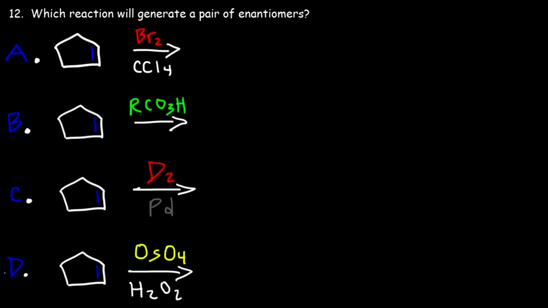Number 12. Which reaction will generate a pair of enantiomers? What do you think the answer is going to be? Well, let's start with D. If we combine an alkene with osmium tetroxide and H2O2, or hydrogen peroxide, we're going to get 2 alcohol functional groups on the same side, basically with syn addition.